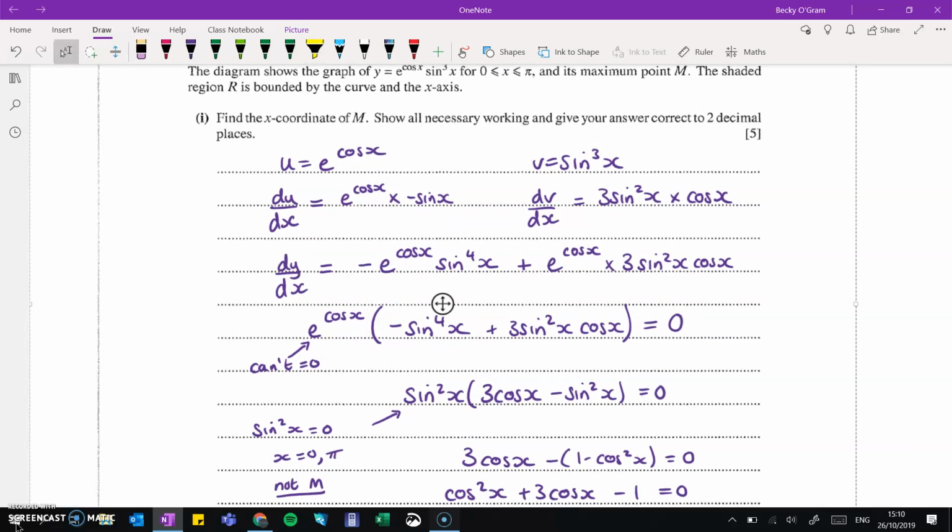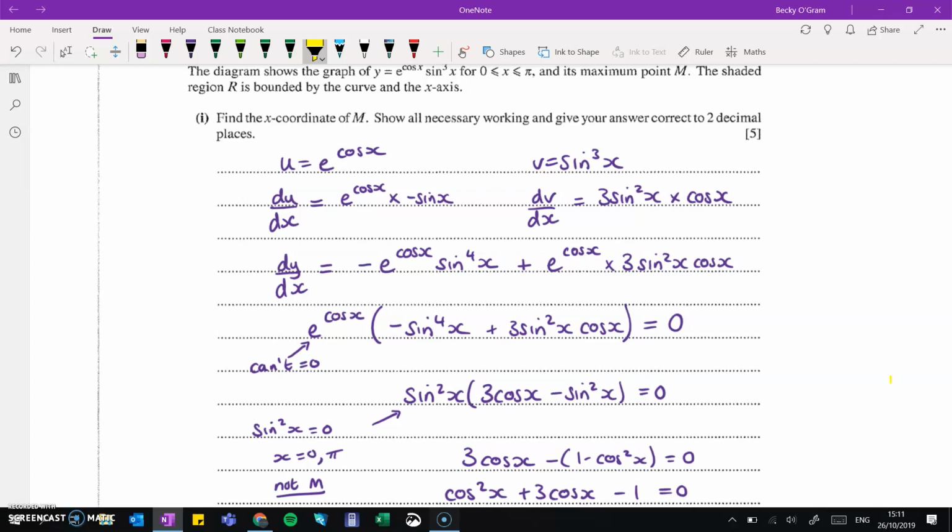So first of all, we factorize out that e to the cos x. e to the power of anything can't be equal to 0, so we carry on with this bit in the brackets equal to 0, take out a factor of sine squared x, and then we know that sine squared x equals 0 doesn't give us the answer that we want.